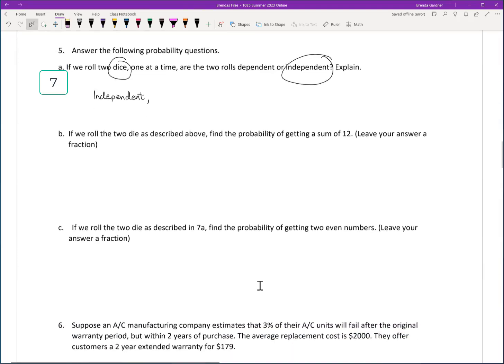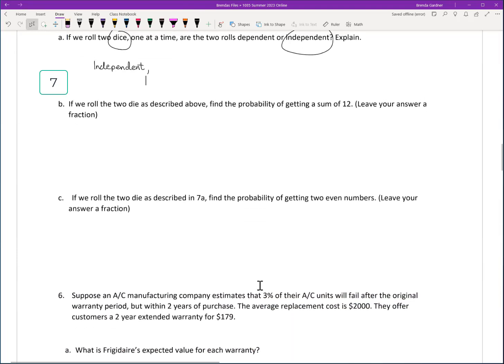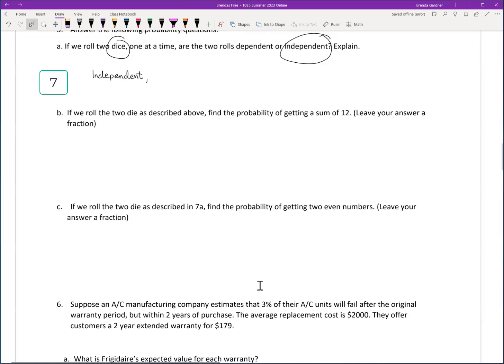If we roll the 2 dice as described, find the probability of getting a sum of 12. So I like to think about how can I get a sum of 12. On a die, I could have a 6 on one of them and a 6 on the other, right? And that would give me a sum of 12. So you could put that as 6, 6.